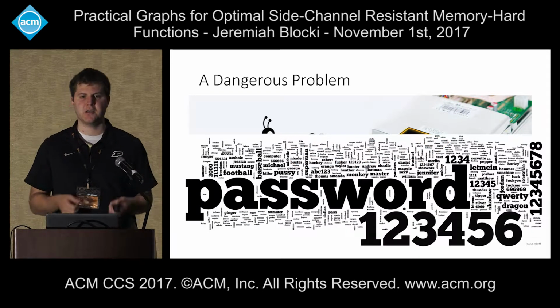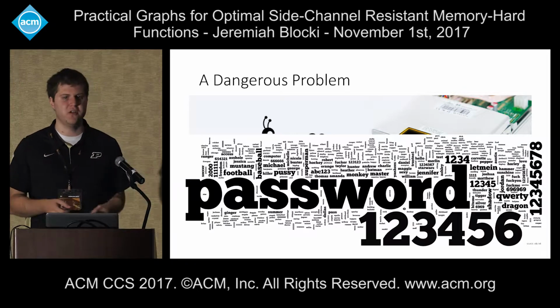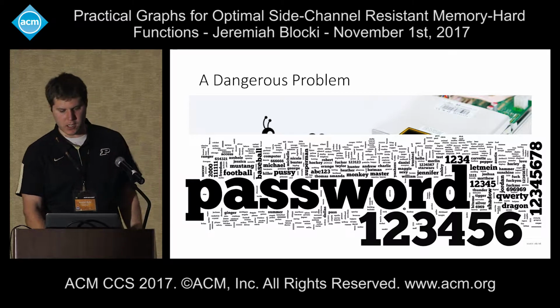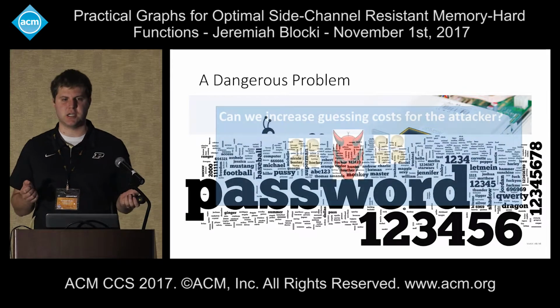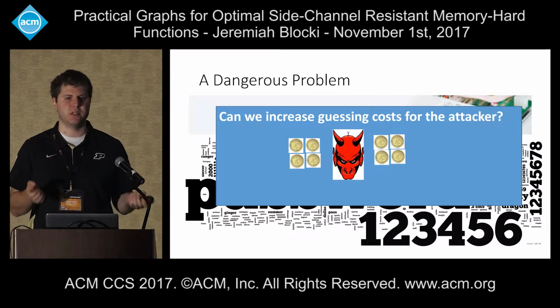On the other hand, users still struggle to select strong passwords, so we have a fairly predictable password distribution. The basic goal of memory hard functions is, can we increase guessing costs for the attacker? We want to make a hash function that's prohibitively expensive for the attacker to try millions or billions of guesses.